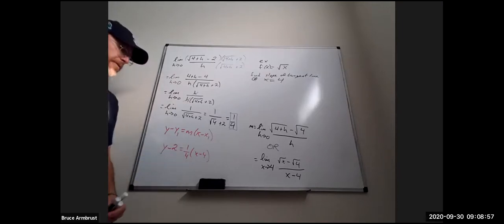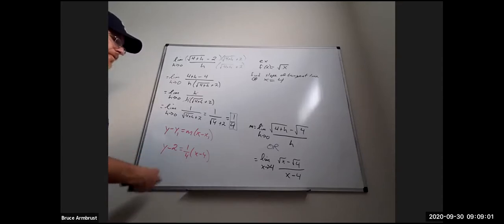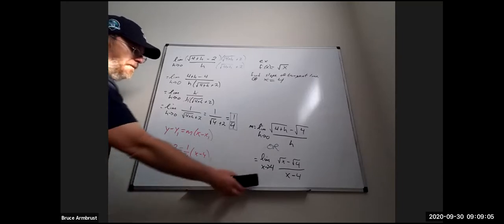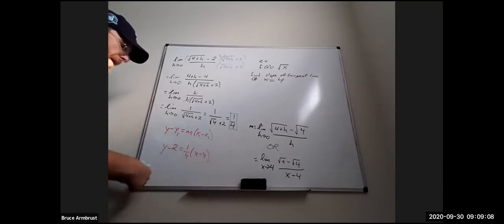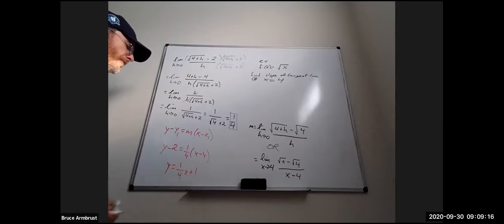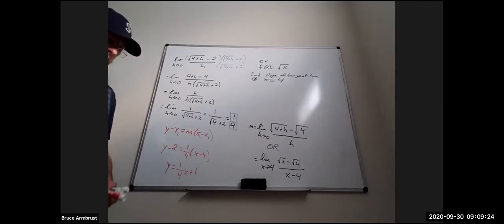So for this one, we're going to use the fact that we're going through the point (4, 2). And we have a slope of 1/4 that we just calculated. And I'm going to go ahead and write it like you like it, in the y equals form. This is going to be y equals 1/4 x plus 1. The plus 1 is what you're going to get after you distribute and shift things around.